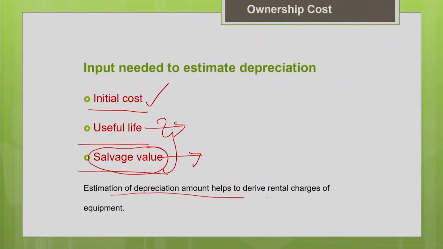As I mentioned earlier, your depreciation estimation will help you derive the rental charges for the equipment. You can know the current value, the book value of the asset. Book value means that for accounting purposes, in your accounting book you record the current value of the asset. That value you can get if you are able to estimate the depreciation of the machine.